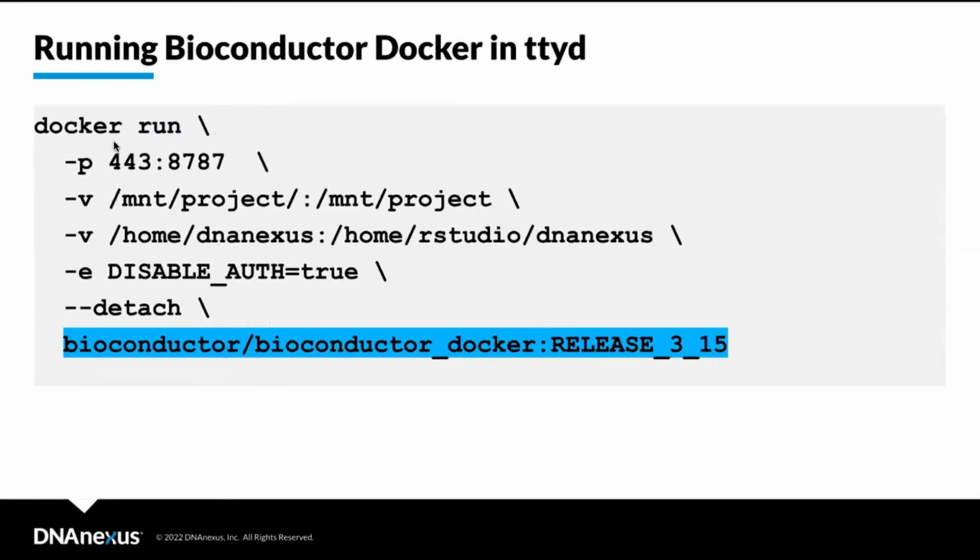This is a Docker run command. Again, we need to map everything to port 443. We need to make things in the file system available as volumes, so we'll do some mapping here. Because we have root level access, we can disable authentication. And then this is our container that we're running: bioconductor/bioconductor_docker:release, with that tag number.